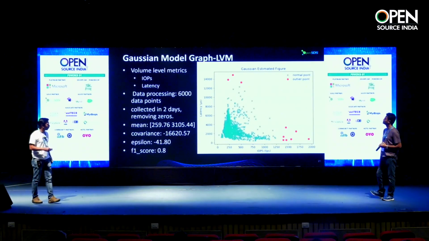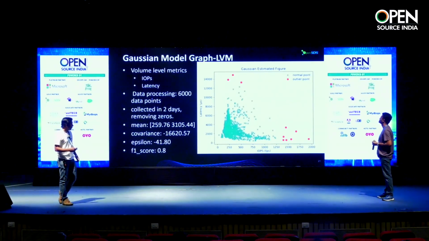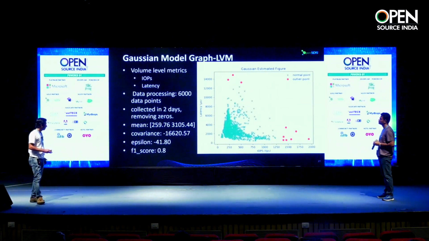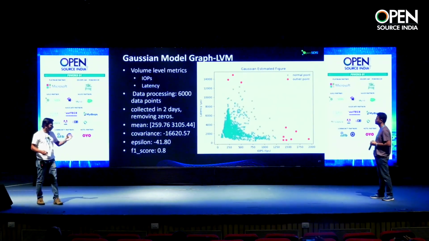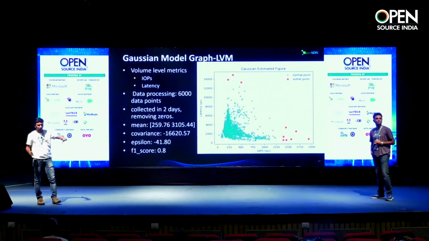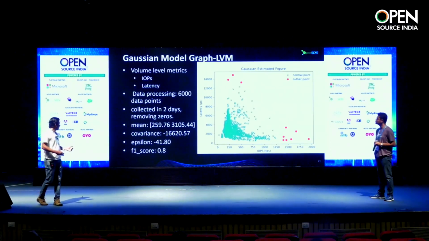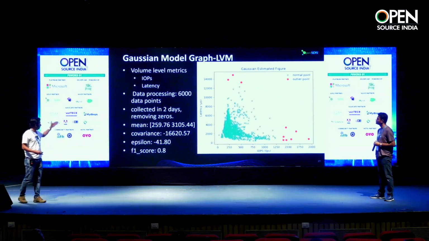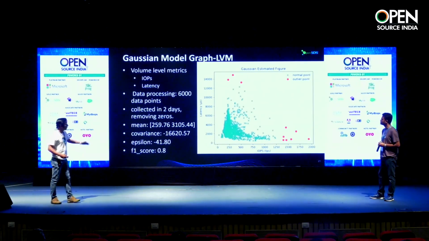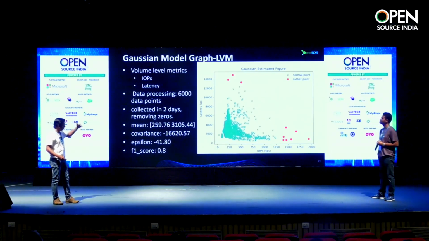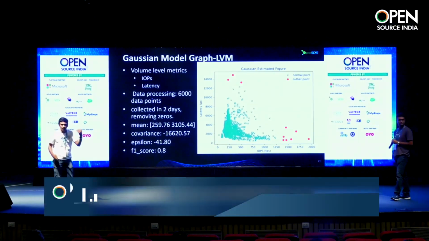Here is a sample of anomaly detection where we applied a Gaussian model on LVM metrics using some 6,000 data samples. We removed the data points that were 0, because if you consider 0 for modeling, it won't be a right model. These are some of the parameters this algorithm takes, mean, epsilon, and so on. And this is the output we received. The red points in the statistics can be considered anomalies.